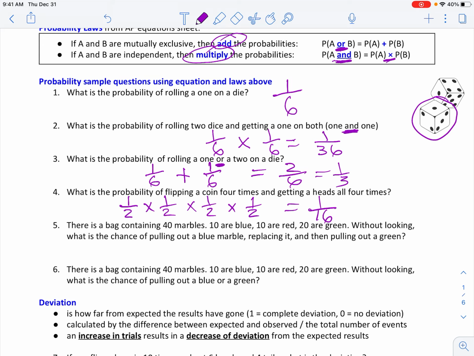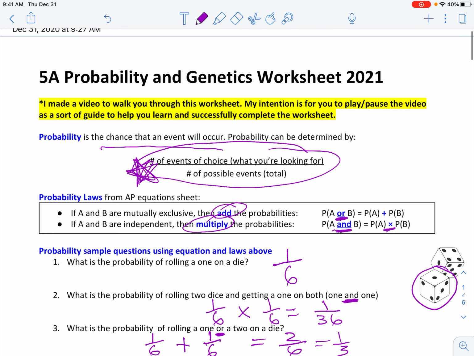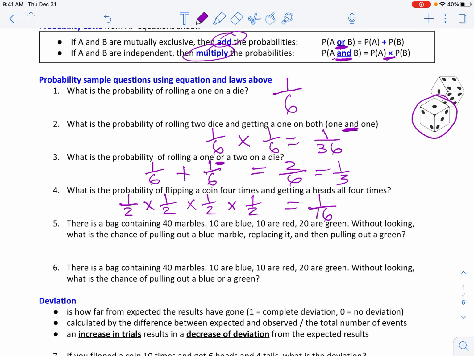All right, question 5. There's a bag containing a bunch of marbles. Without looking, what is the chance of pulling out a blue marble? Well, what's our equation say? Events of choice goes on top. A blue marble, there's 10 of them, over what's the total? 40. And then we're going to put that blue marble back, and then we're going to try to get a green one next without looking. Okay, there's 20 greens over 40.